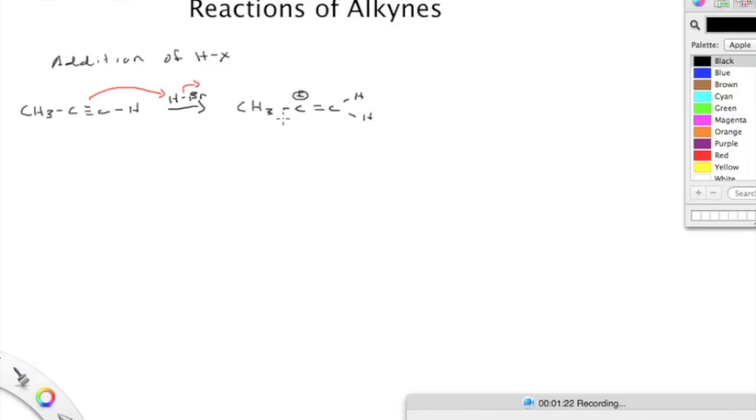Now, notice that in this case I've drawn the carbocation that is on this carbon. So this carbon is what we call a secondary vinylic carbocation. And it's vinylic because it is on the double bond. So you can see right here that it is on the double bond. If it was on this one, it would be what we call a primary vinylic. And it's not stable, so it doesn't form.